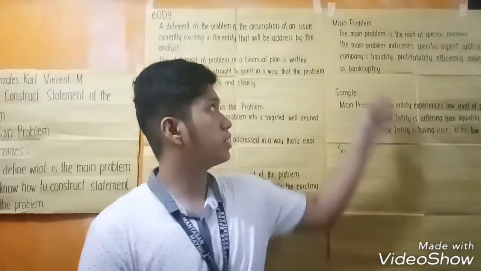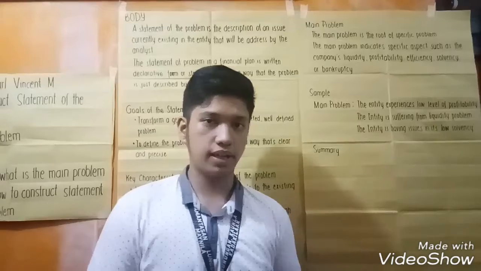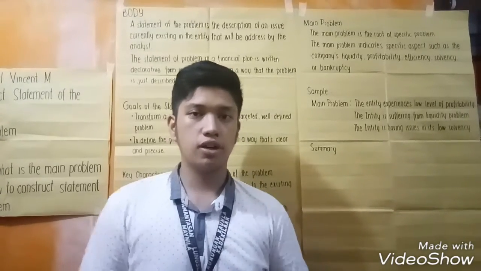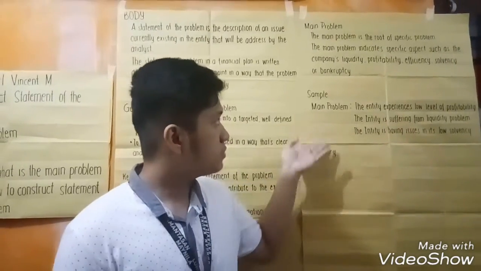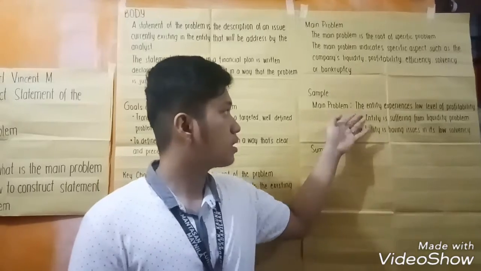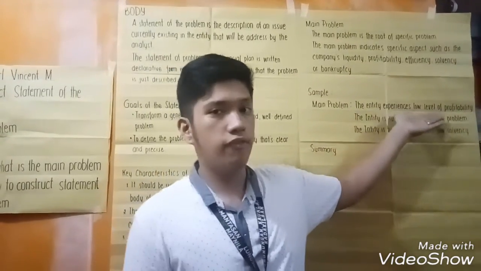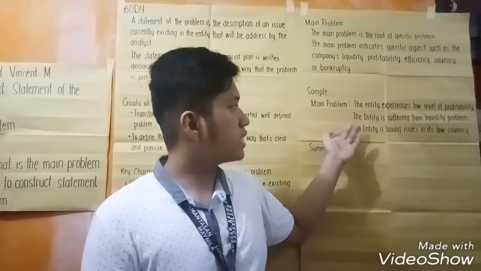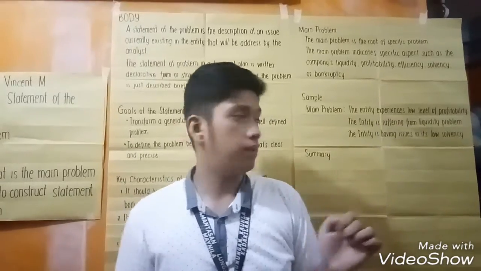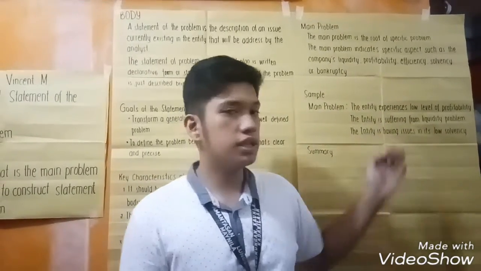Let us now move on to the main problem. Main problem is simply the root of the specific problems or the symptoms. It is the general problem that the entity is currently facing. The main problem indicates specific aspects such as the company's liquidity, profitability, solvency, efficiency, or even bankruptcy. Here are some samples of a main problem. The entity experiences low level of profitability, or the entity is suffering from liquidity problem, or the entity is having issue in its low solvency.